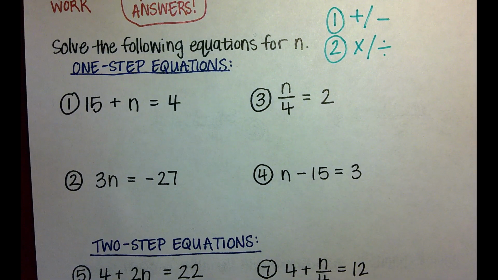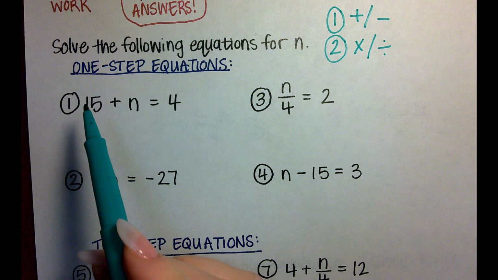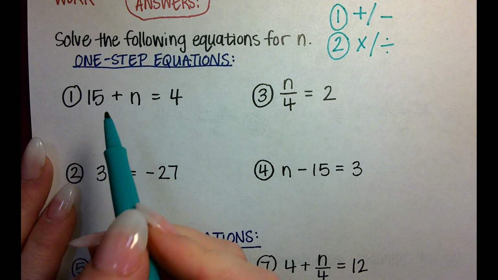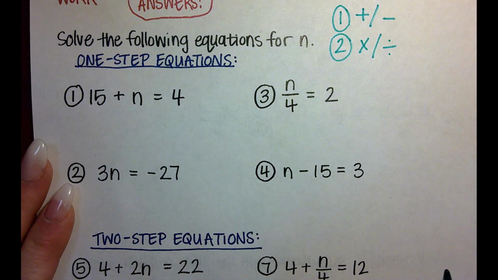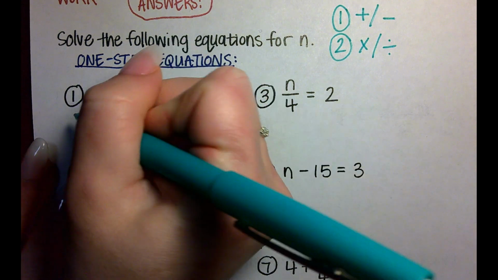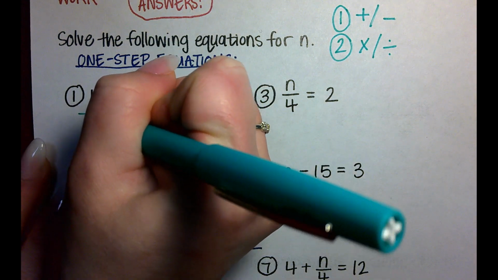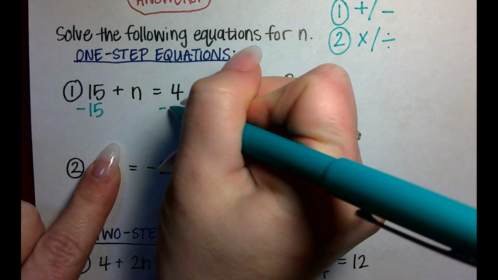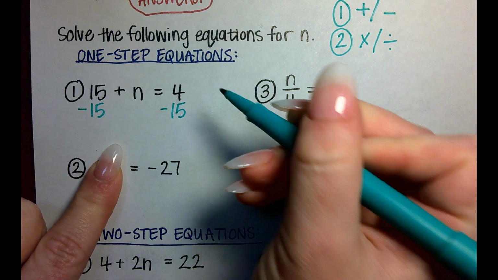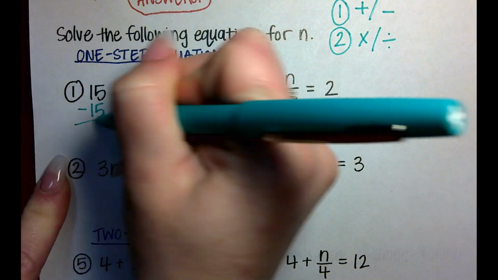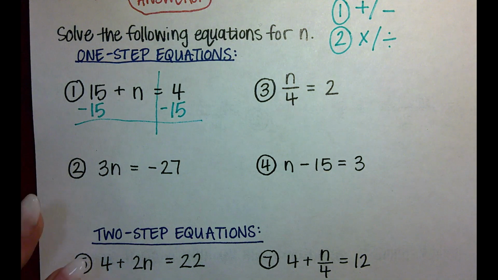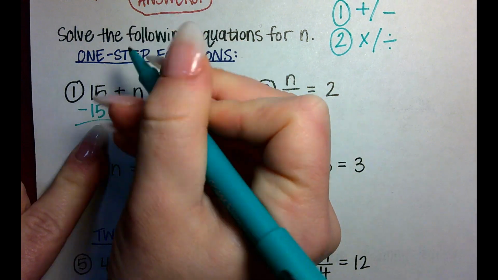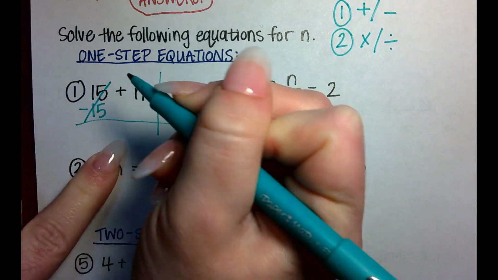So, on question number 1, I have 15 plus n equals 4. How would I solve this? I hear put 15 under, I hear subtract 15. Perfect. We're going to subtract 15 from both sides of our equation where this equal sign separates the sides. What does n equal? N equals 11. Very close.